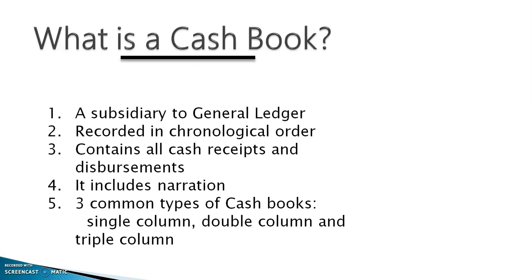Okay, now we say what exactly cash book is. Now it is a subsidiary to general ledger. Okay, as I told, there is much similarity to ledger, so it's a subsidiary to general ledger. Number 2, it is recorded in chronological order. Chronological order means date-wise.